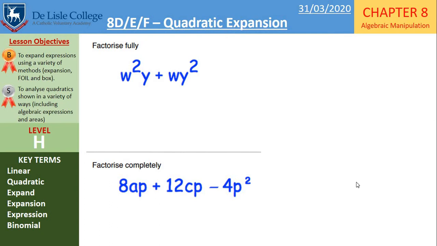Right, the first answer, we have wy brackets w plus y. The second answer, we have 4p and then in brackets 2a plus 3c take away p.